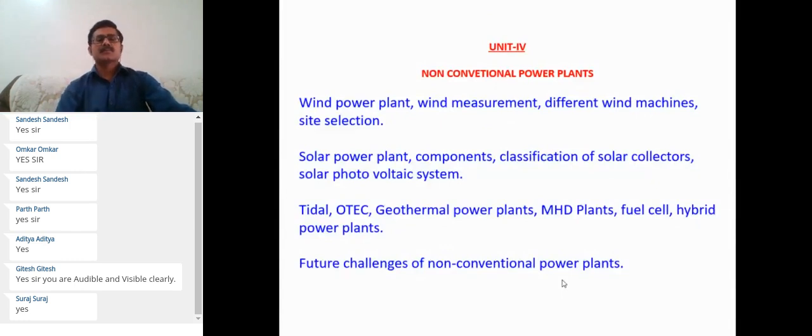Then toward the end of this unit number 4, we'll be looking at what are the future challenges that we are going to face for the non-conventional power plant, for the installation of the non-conventional power plants, considering their capacities and considering their modifications, their efficiency, then the reasonable or rational cost of the generation, the cost of generation, that I will say. So all these are nothing but the challenges or the technology that is available for the conversion of the available energy into the electrical energy.